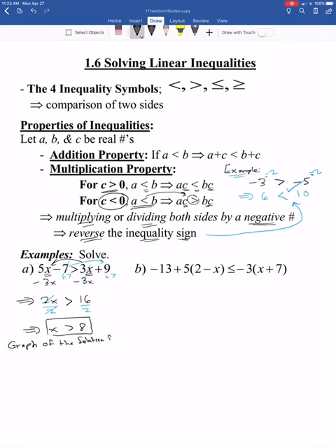As we do that, let's go ahead and build our x line. So we're looking at all real numbers x, negative infinity to positive infinity. As we place 8, our critical value, on here, to be greater than 8 means we don't want to include 8. So I'd put an open circle on that. And then I'd shade in all the real numbers larger than 8, right? So there's a graphical representation of the solution set.